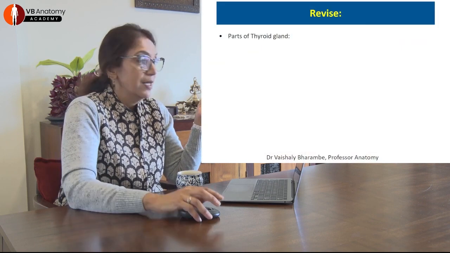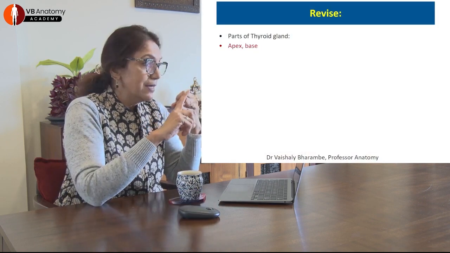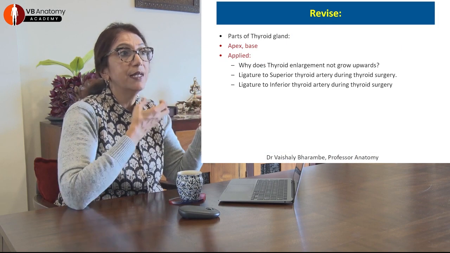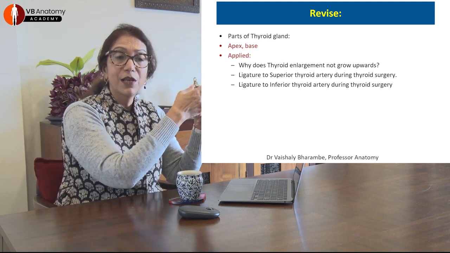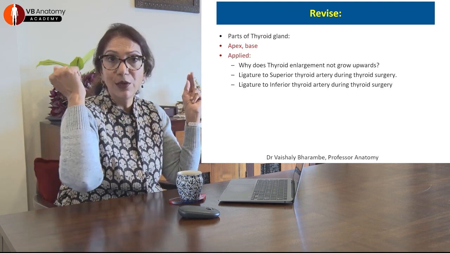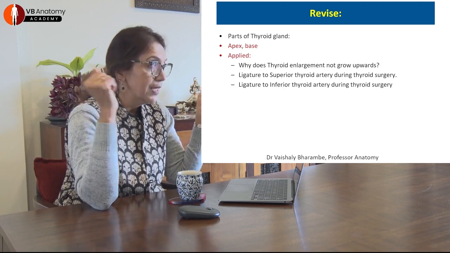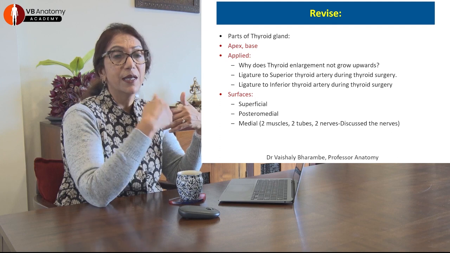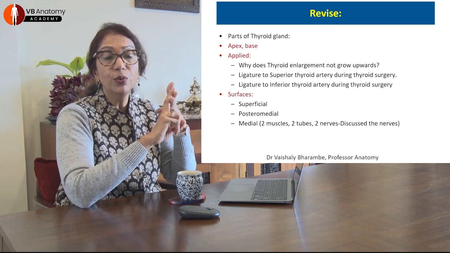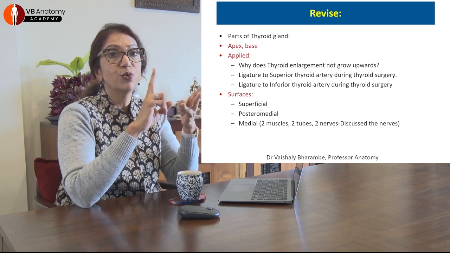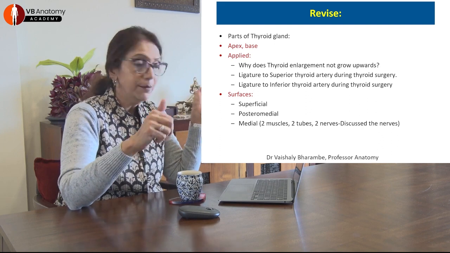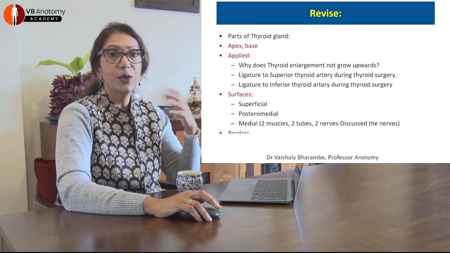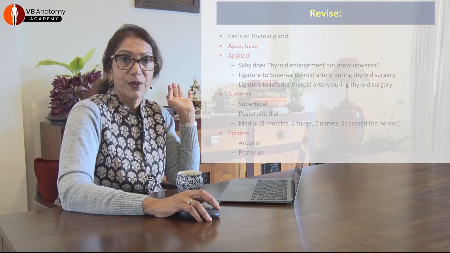Right, so what have we done? Let's quickly revise, students. What we've done is apex and base. We've done the applied of why the gland grows downwards. Where will you clamp the superior thyroid? Where will you clamp the inferior thyroid arteries? Then we talked about surfaces, superficial, posteromedial, medial. Medial, you remember two tubes, two muscles, two nerves. Clear? Okay, then we talked about borders, anterior border and posterior border.